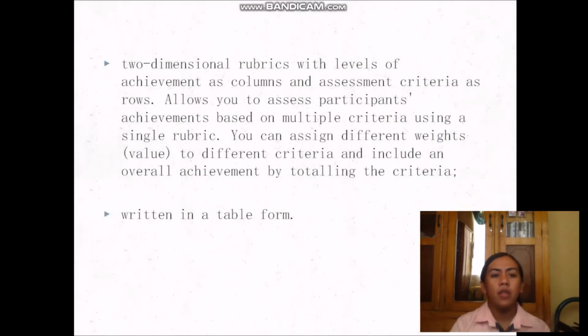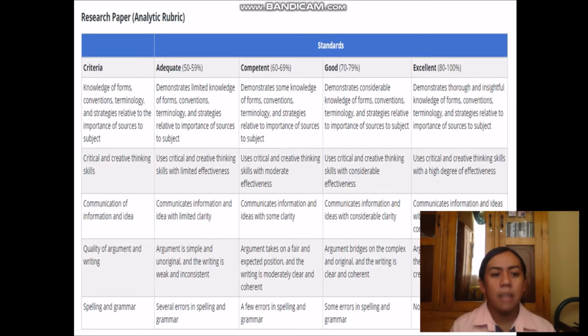So an analytic rubric is a two-dimensional rubric with levels of achievement as the columns and assessment criteria as rows. It allows you to assess participants' achievements based on multiple criteria using a single rubric. Remember that an analytic rubric uses a single rubric. You can assign different weights or values to different criteria and include an overall achievement by totaling the criteria written in a table form. So this is an example of the analytic rubric, as you can see on the screen.